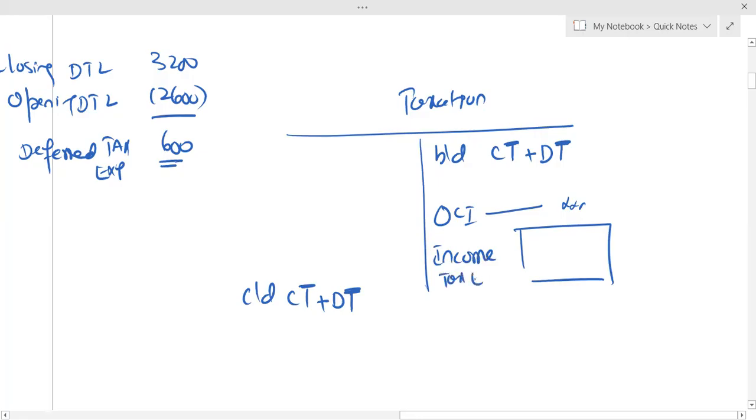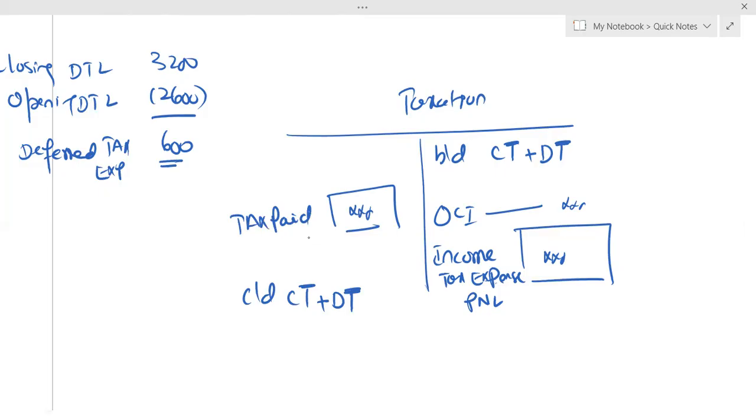This balancing figure is your income tax expense, and that income tax expense goes to profit and loss. If the balancing figure comes on the debit side, then it shows tax paid. So if the balancing figure is on the credit side of your T account, it is income tax expense. If it is on the debit side, it represents tax paid.